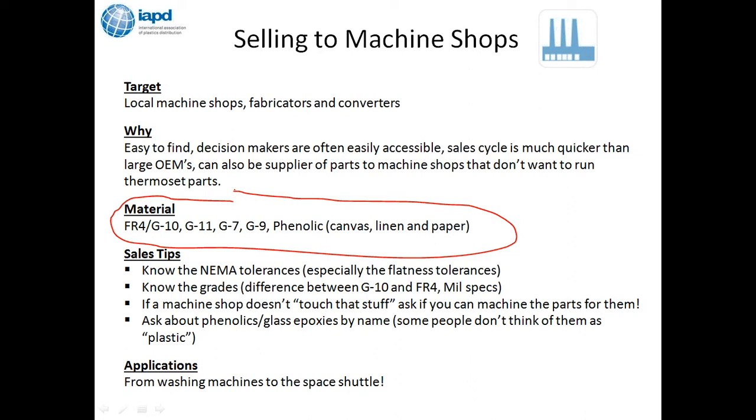And then the third tip there, if a machine shop doesn't touch that stuff, that's a term I've heard many, many times. We don't machine that stuff. I don't like to deal with that stuff. None of my guys like to touch that stuff. This is a selling opportunity for you. Ask them if you can machine the parts.